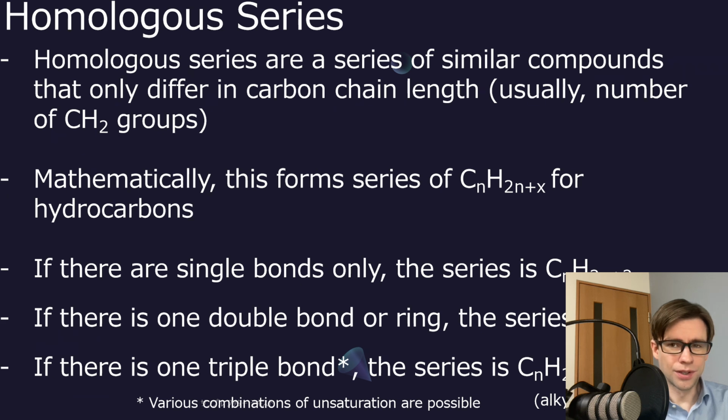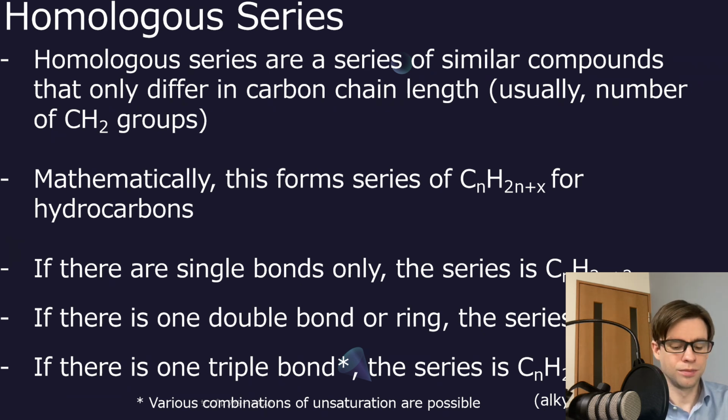So when it's very small, it's not going to be a CH2 group. For example, going from methane, CH4, to ethane, CH3, CH3, connected together. That does not differ by a CH2 group, but it does differ by one carbon, at least in the structure. But once they start getting larger and larger, they're only going to be differing from their previous and forward neighbors by a CH2 group each time. So mathematically, this forms series of CnH2n+X for hydrocarbons.